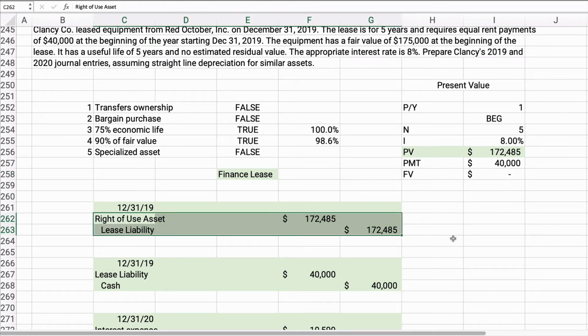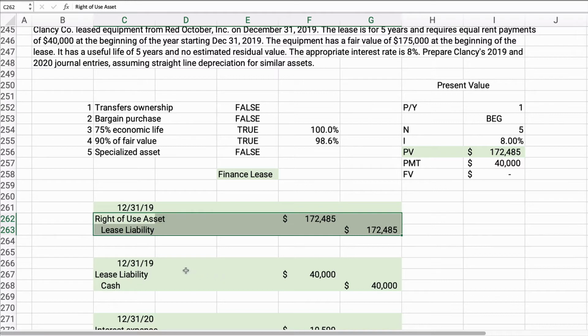This is right of use asset for $172,485, and the lease liability is $172,485. The present value is the cost of this asset. Now, if it were a purchase, if we call this financing, this was a loan, we would just say equipment, credit, notes payable, right? But this is technically a lease that looks a lot like a loan, so we debit the right of use asset.